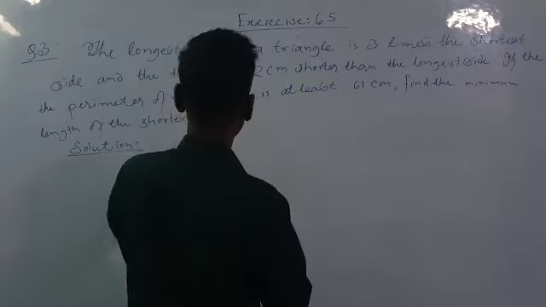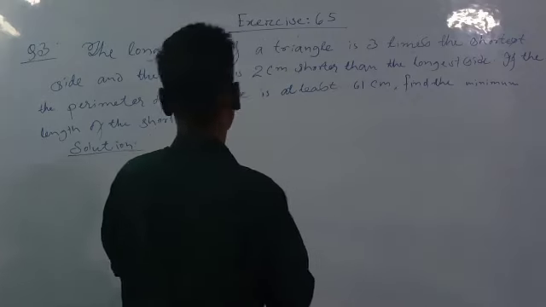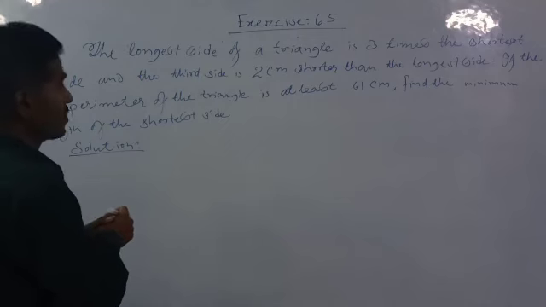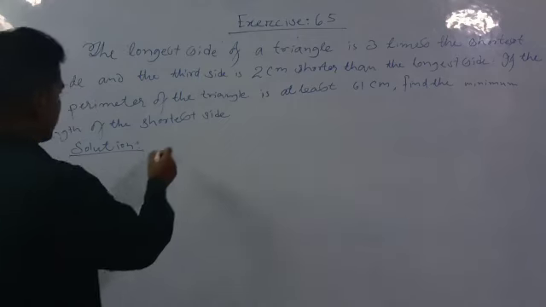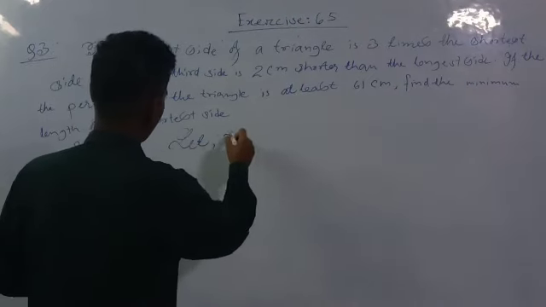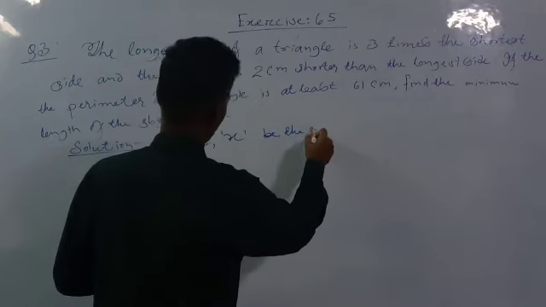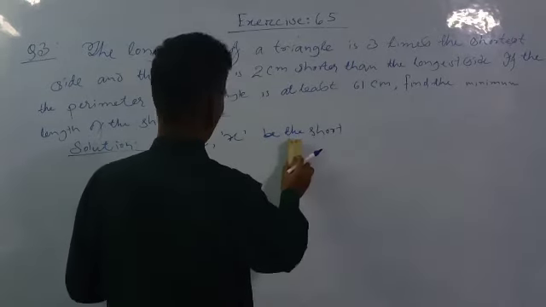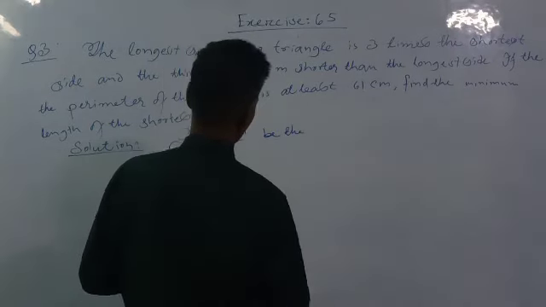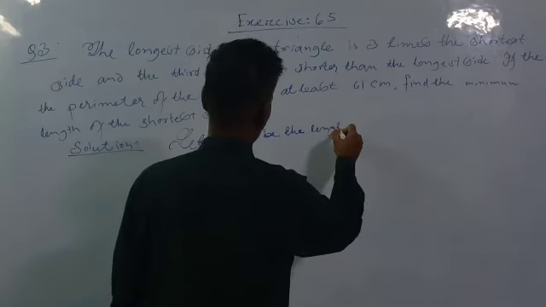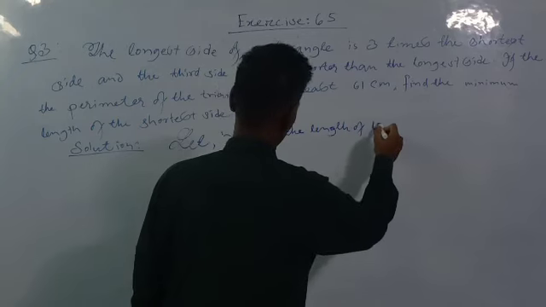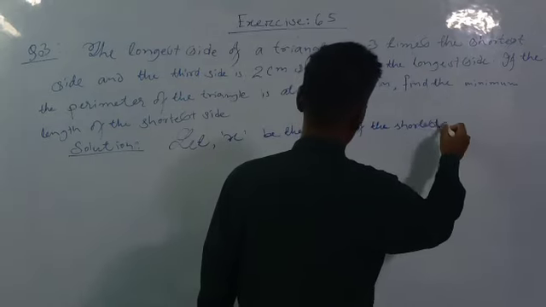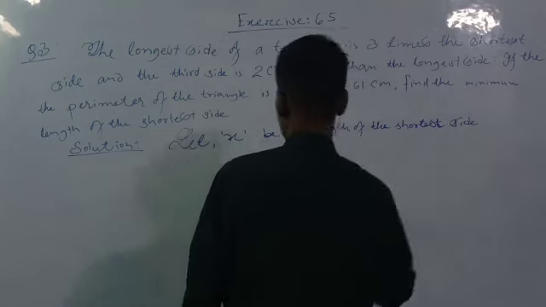So now see what input is given here. The longest side of a triangle is 3 times the shortest side, and the third side is 2 cm shorter than the longest side. So let's solve. Let x be the measure of the length of the shortest side. Okay.